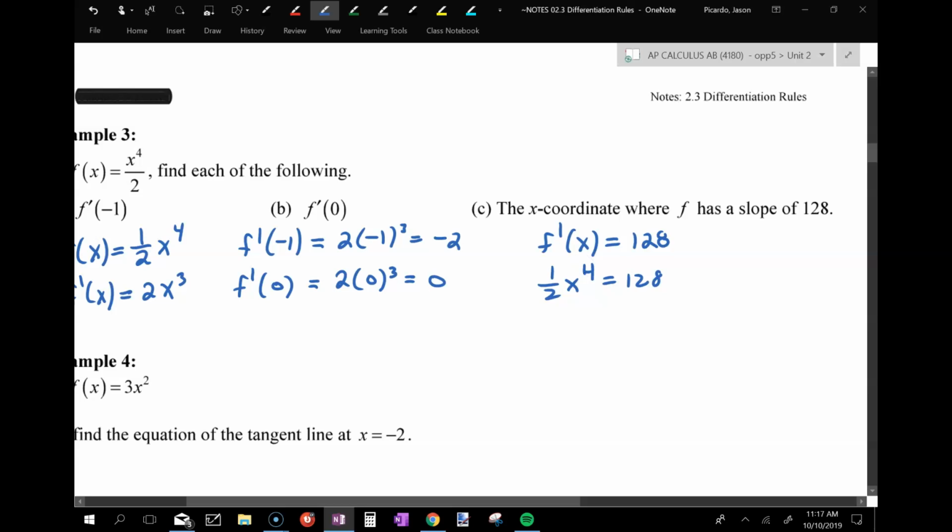Half of x to the fourth equals 128. Multiply both sides by 2. Can you use the derivative that we just found at 2x?